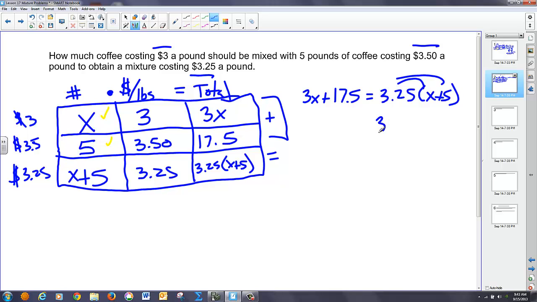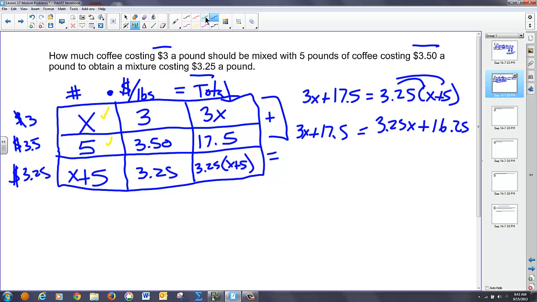So I'm going to need to know what 3.25 times 5 is equal to. So I have 3.25x plus 16.25 is going to equal 3x plus 17.5. Now, I've got a choice. I can either bring the 16 over or the 3x over.